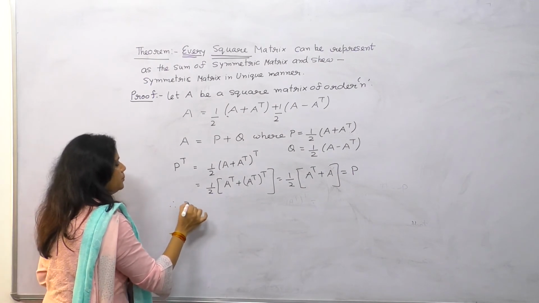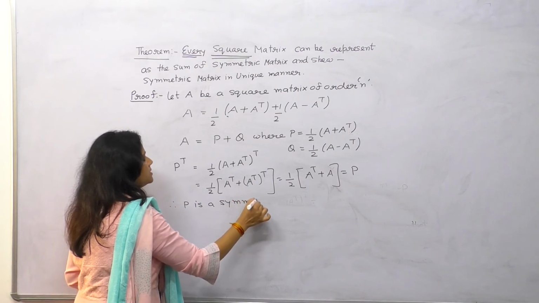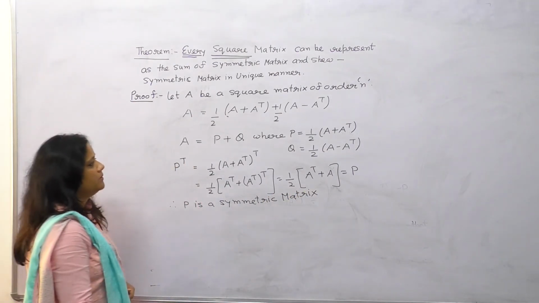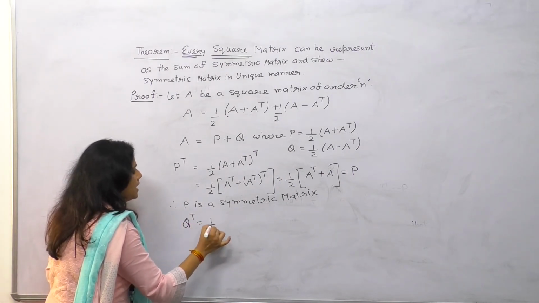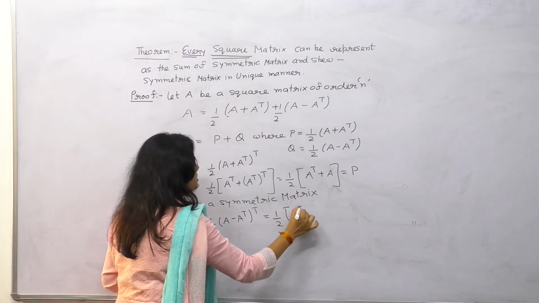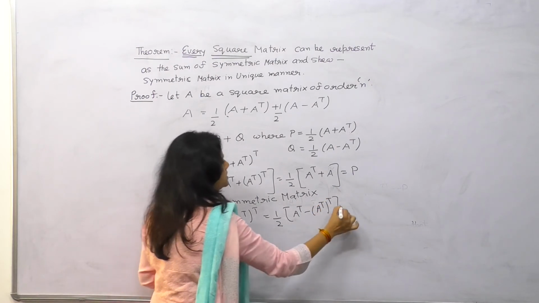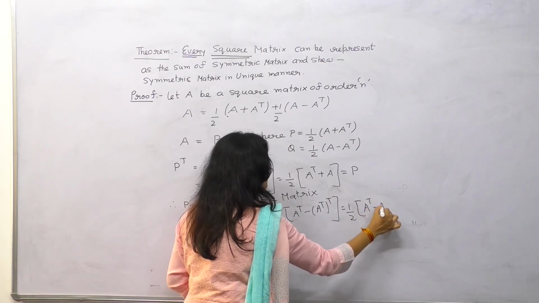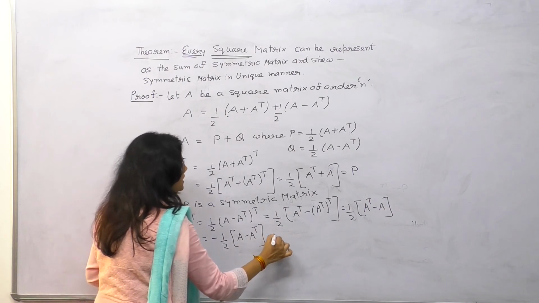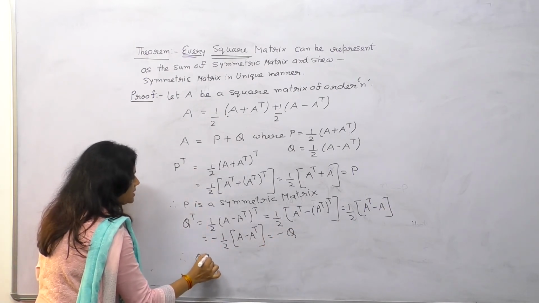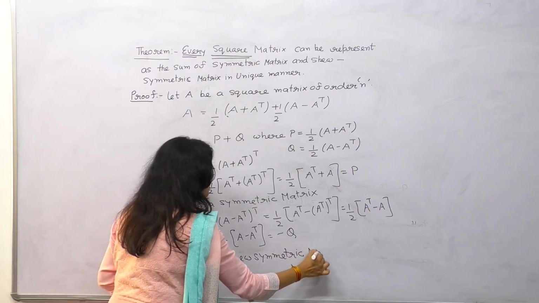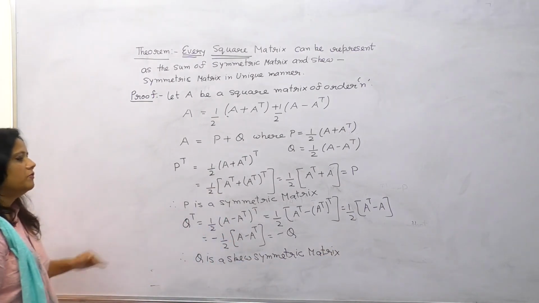That means P is a symmetric matrix. Now the next is Q transpose, half of A minus A transpose, all transposed, that is half of A transpose minus A transpose of transpose, that is half of A transpose minus A. So the minus sign is common, half of A minus A transpose with a minus sign, that is minus Q. That means Q is a skew symmetric matrix. Now the first part is complete.